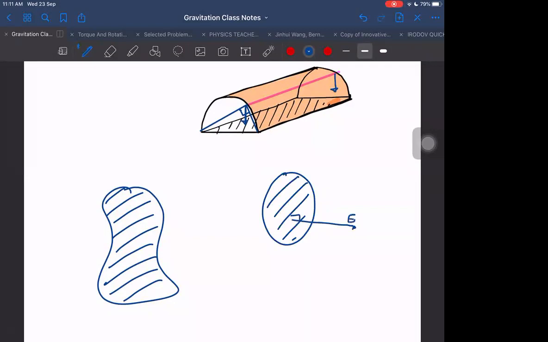The field formula at this point will be equal to G sigma omega. Omega is the solid angle subtended by this disk at this point, or any surface for that matter. It could be any surface as long as I am taking some perpendicular distance. Perpendicular also doesn't matter. It should be subtending some angle, and we should know what that solid angle is.